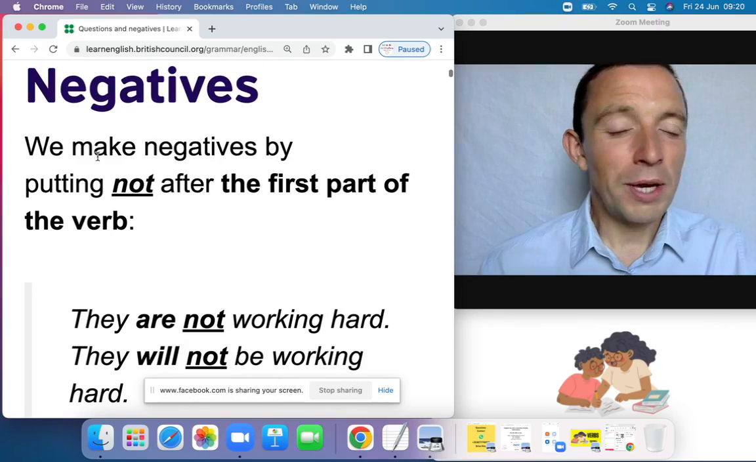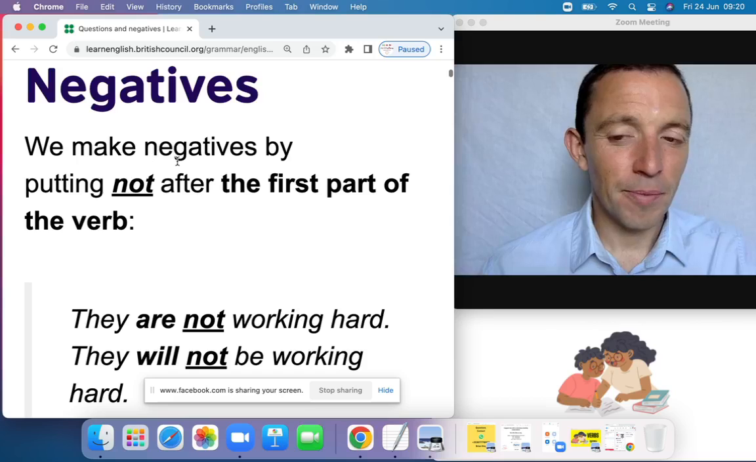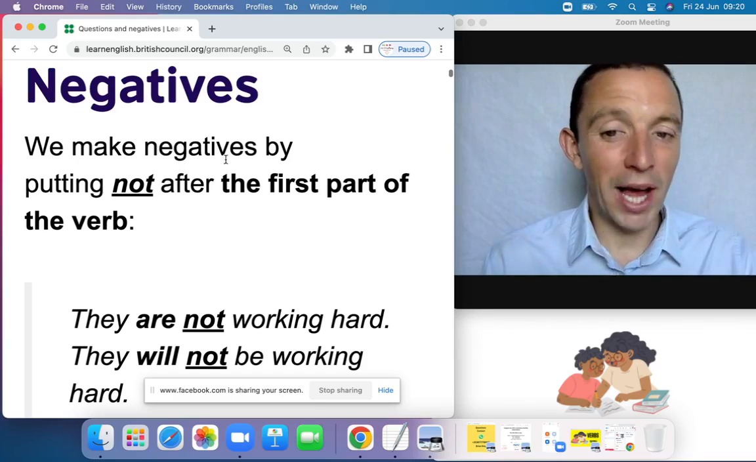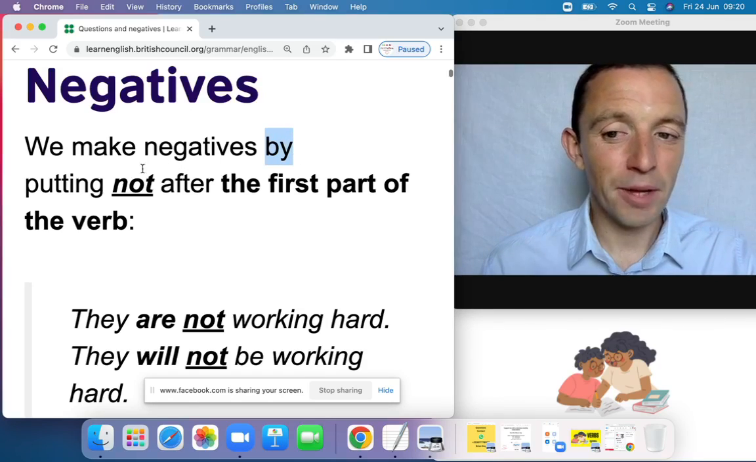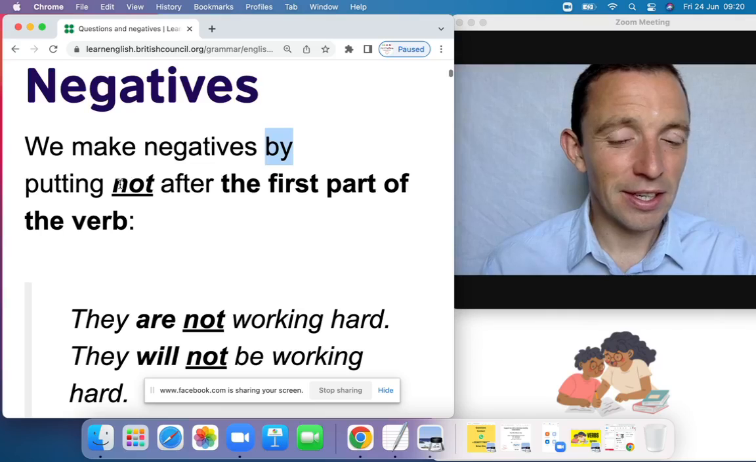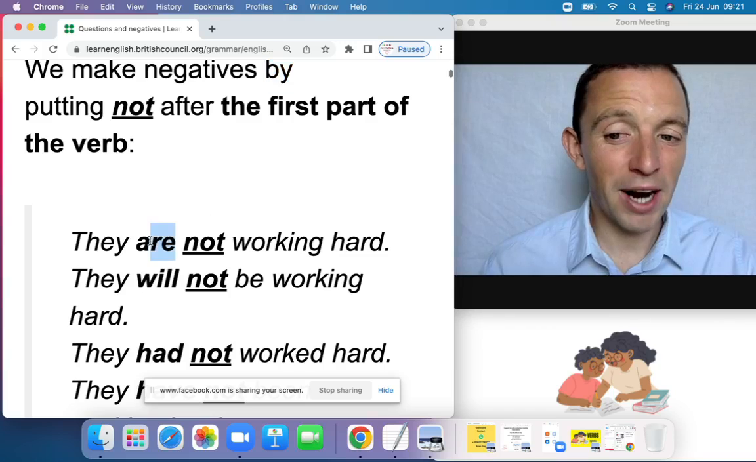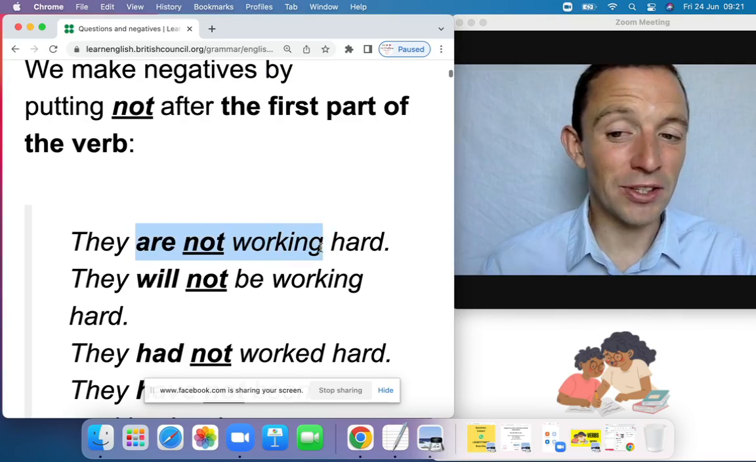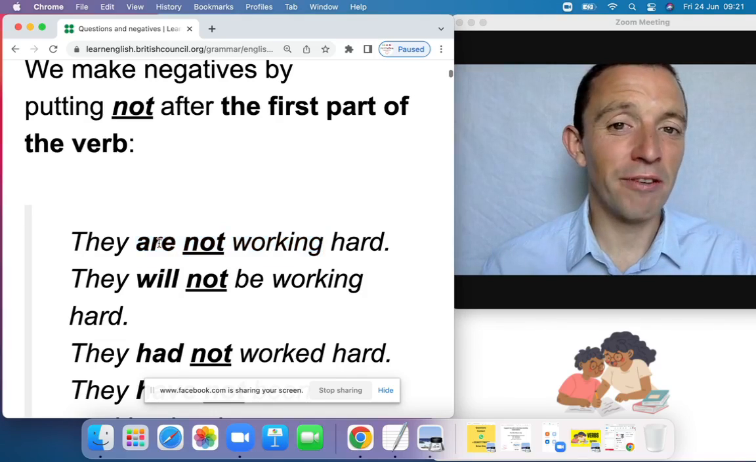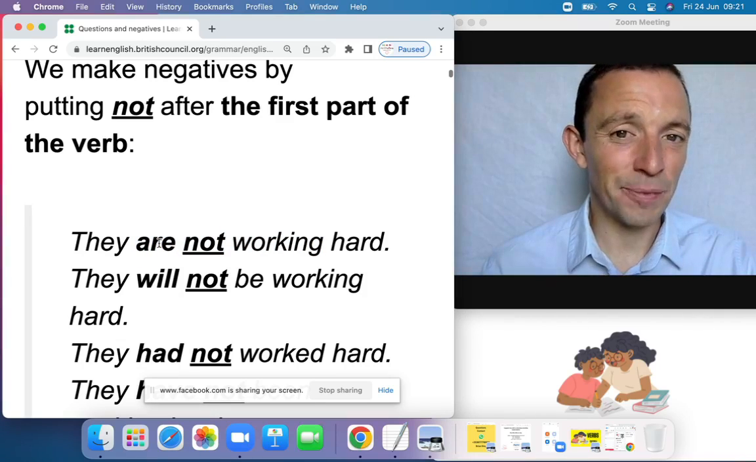Negatives. We make negatives. How do we make them? Well, we make them by putting not after the first part of the verb. Remember, the first part is are, the second part is working. This is the present continuous. They are working hard. The first part is often known as the auxiliary.